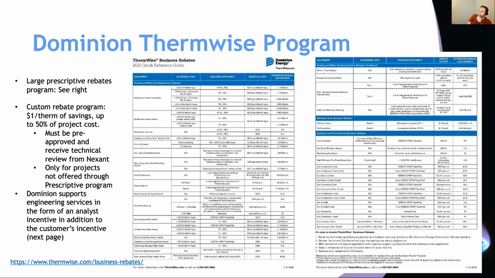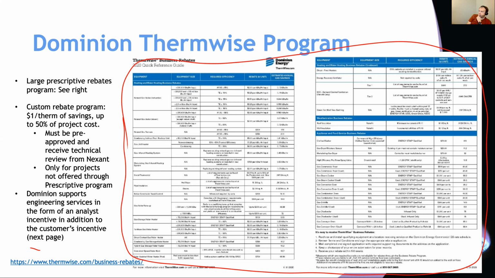So I really wish I had the time to tell you more about what these actual efficiency metrics are. And I wish you could see these PDFs better, but I will put this PDF inside the box somewhere so that you can go and look at it later and see more of what this list is. All the prescriptive rebates are available at thermwise.com/business rebates. It's the PDF, the quick reference guide.